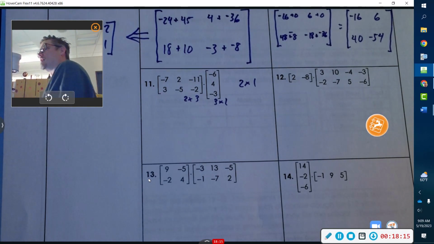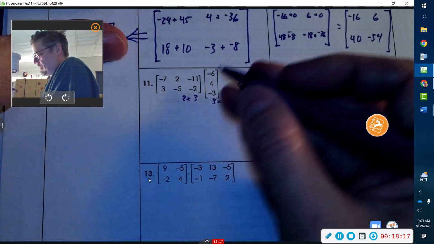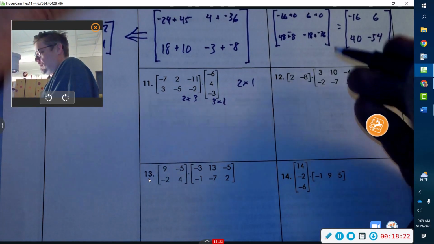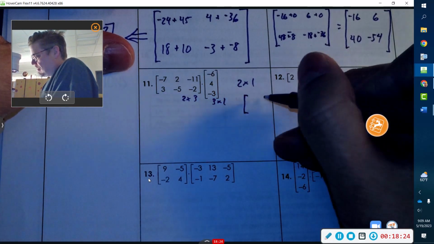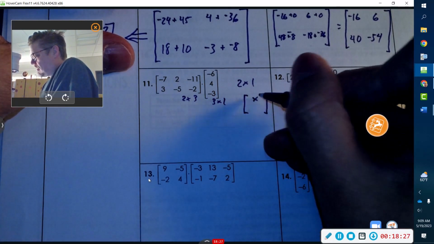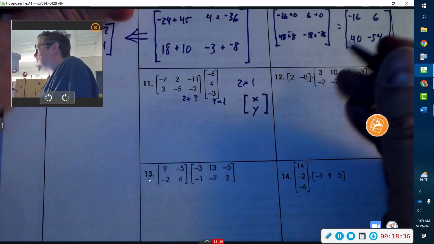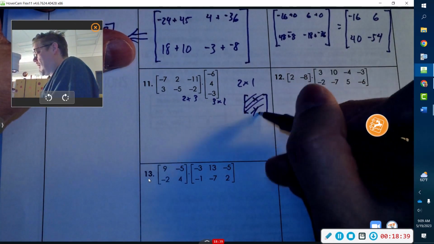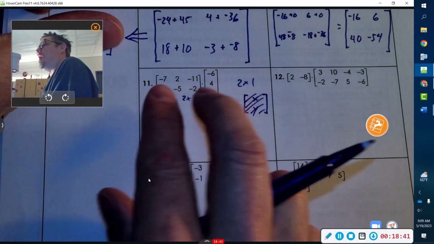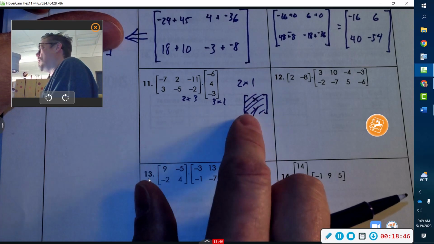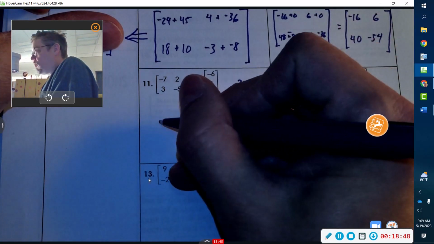So, here's what we do. We know that we're going to have 2 rows and 1 column. So what it would look like is this. My answer should look like 2 numbers like that. That's a 2 by 1. That's my answer. But I don't know what the x and the y are. So I'm just saying that's what it's going to look like. Now, how is it when I multiply these two things, am I going to get a 2 by 1? So watch what happens.